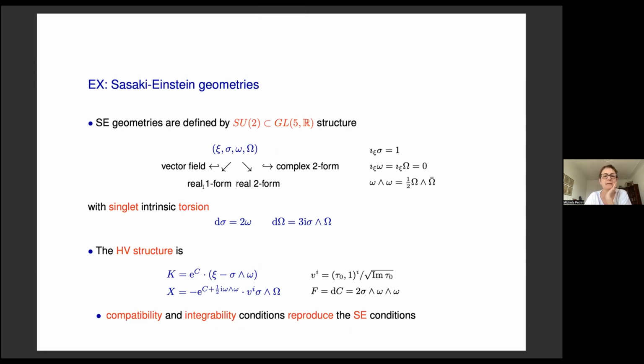So how is this concretely realized? We can go back to the Sasaki-Einstein manifolds, which are dual to our N=1 SCFTs. Sasaki-Einstein geometries are SU(2) structure manifolds. The SU(2) structure is defined by a one-form, a real two-form, and a complex two-form, and the Reeb vector, which is dual to the one-form sigma. They must satisfy some compatibility conditions.